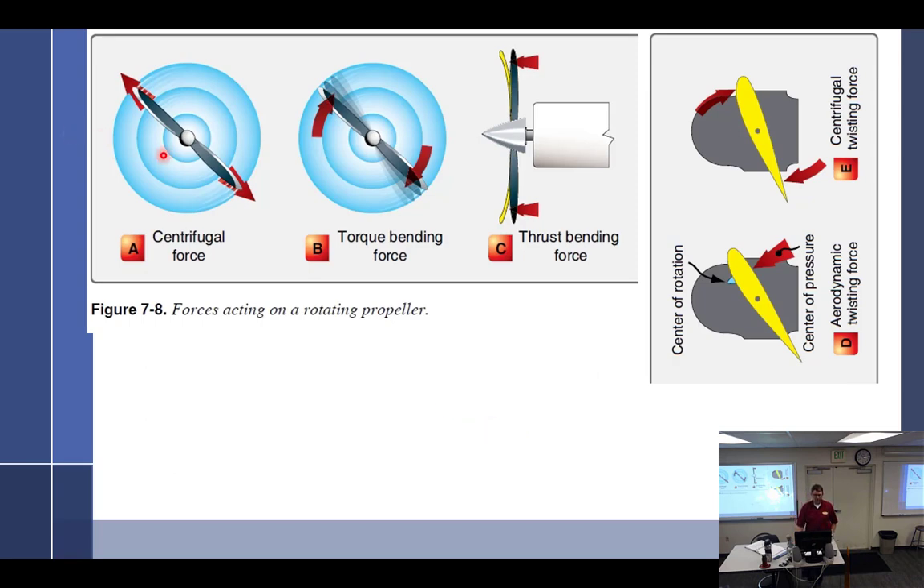Representation: centrifugal force, blades are being ripped out of the hub. Torque bending force: the propeller is going this way, and it tends to bend them back the other way. And thrust bending, where it tends to pull the blades forward. Those don't have a big effect on how propellers work. It's just that you have to be aware of these forces.